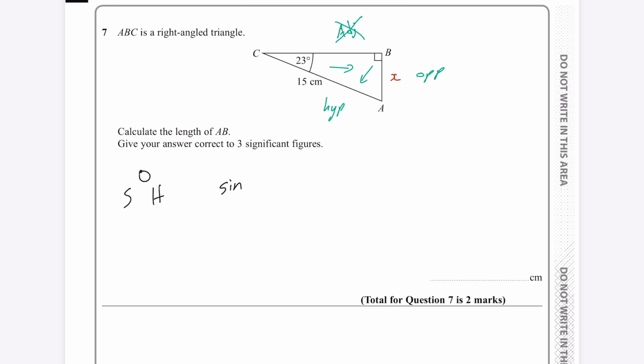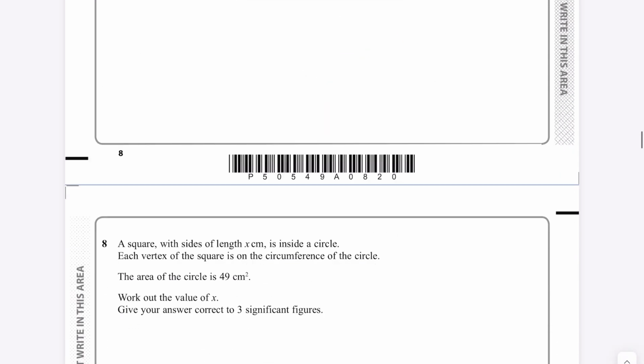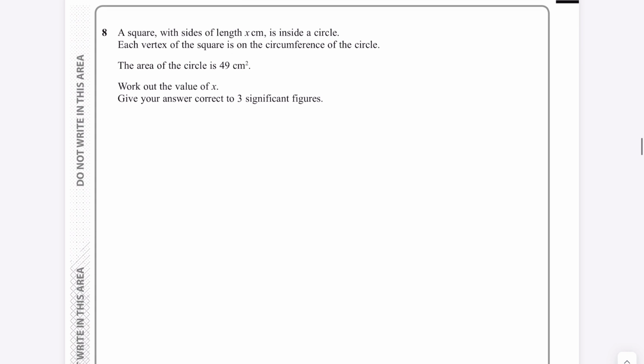So that to me looks like it's going to be something like this. So the sine rule, so sine 23 is equal to the opposite, which is x, over the hypotenuse, which is 15, which means the answer is 15 times sine 23. And if you now type that into your calculator and hit enter, you will end up with 5.86 to 3 significant figures. Moving on, a square with sides of length x centimeters is inside a circle.